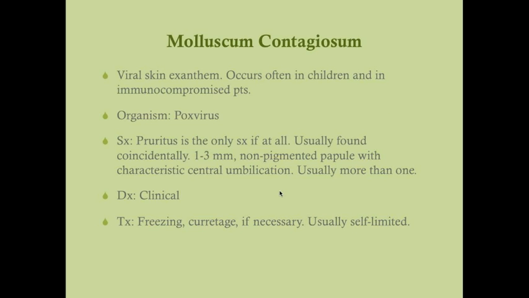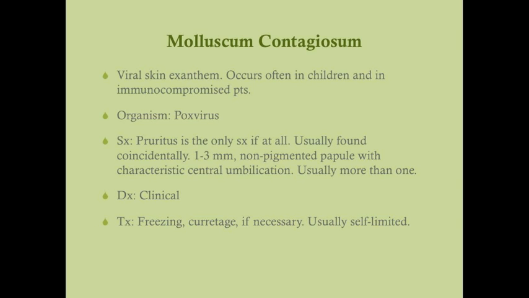Molluscum Contagiosum is caused by the pox virus. It's extremely common. It's a viral skin exanthem, and it occurs in children and young adults and in immunocompromised patients, but it can also occur in older adults too. This is spread by skin-to-skin contact. The symptoms are pruritus if there are symptoms at all.